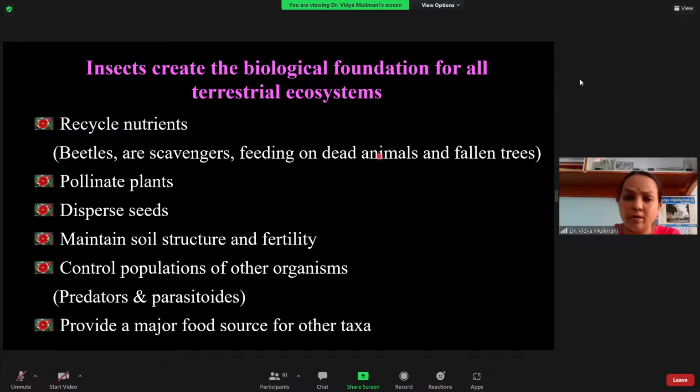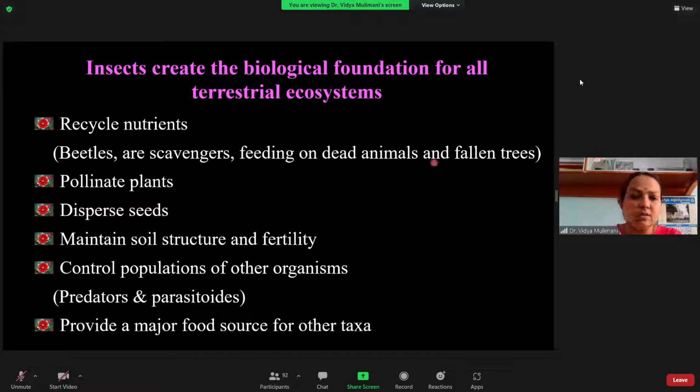Go to your kitchen, you have the insects. Go to your bedroom, you have the insect. That is the mosquito. So everywhere you have the insects. They are part and parcel of our life. Okay. So here, that is what you can see. The insects are very much important, especially when it comes to the terrestrial ecosystem.